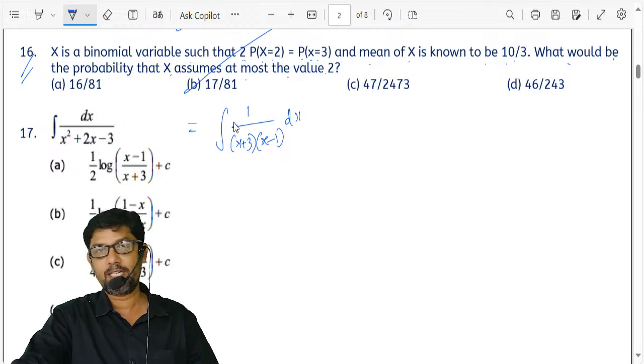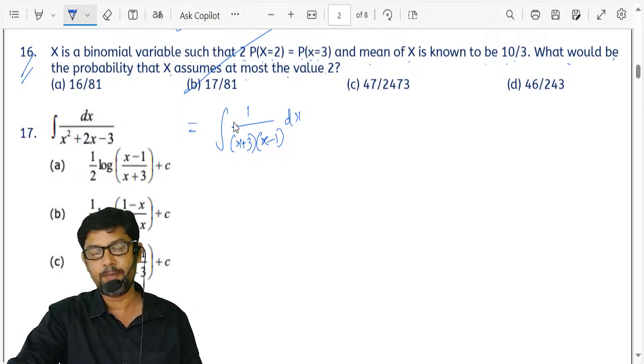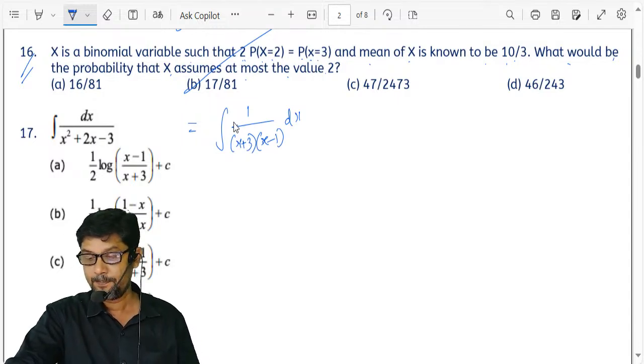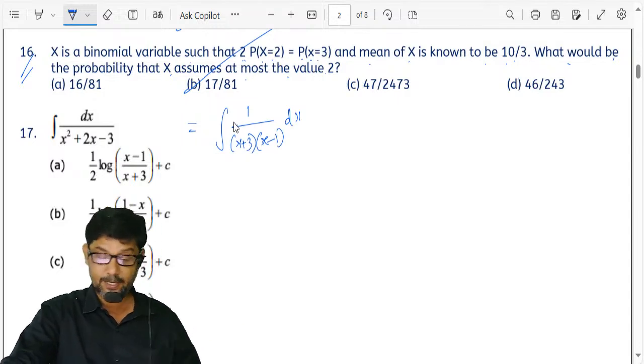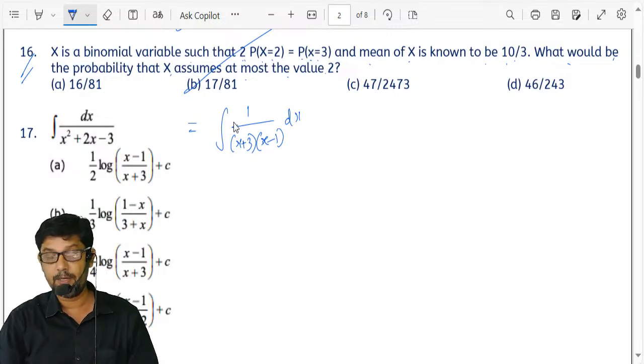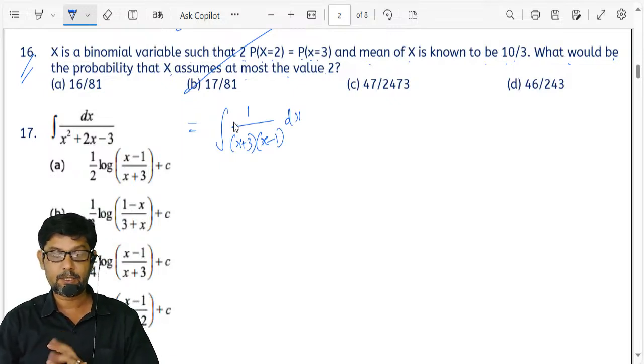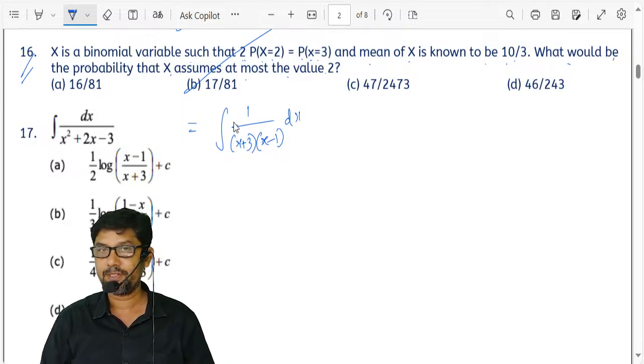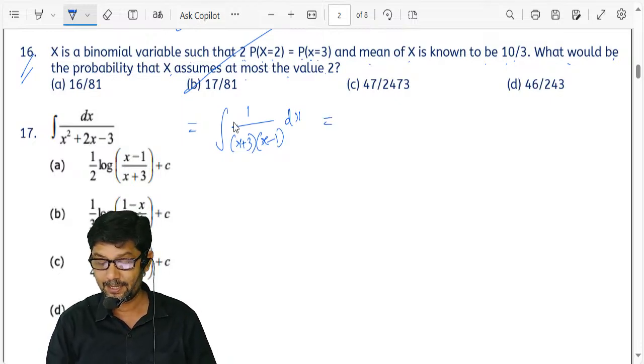First of all, it is integration. Of course, it is a favorable question for me. Srividya said no. Okay, that is okay. Fine. Why is it favorable to me? Why do I like this question a lot? Because this is a partial fraction question. I told you the one line answer: x plus 3, x minus 1.